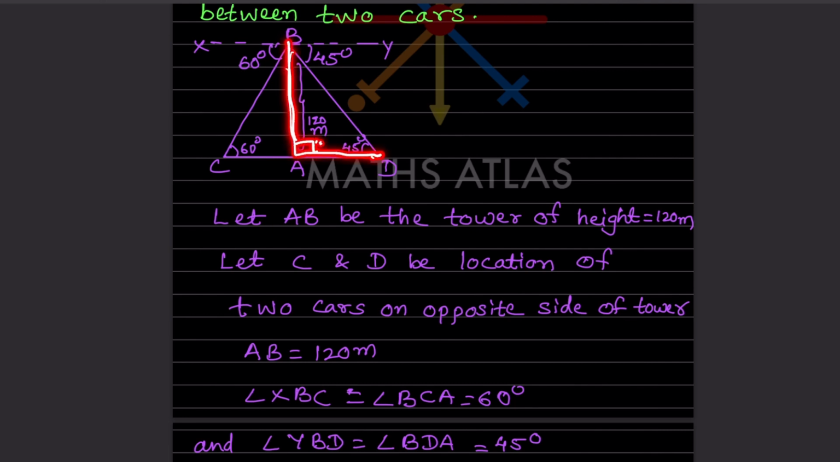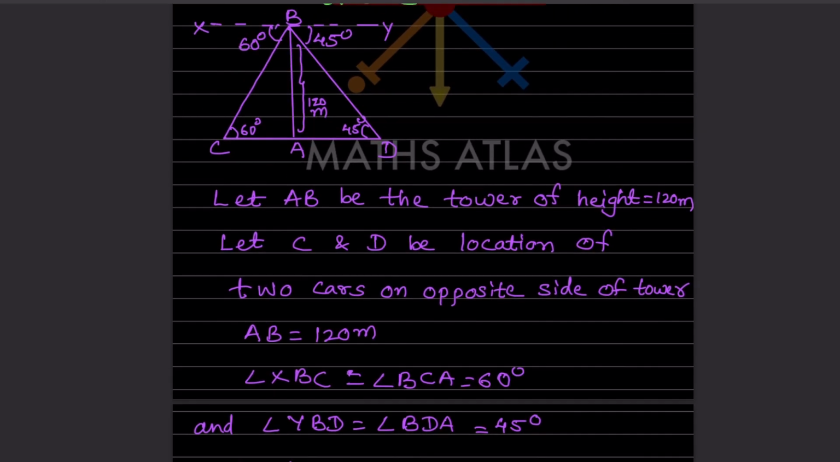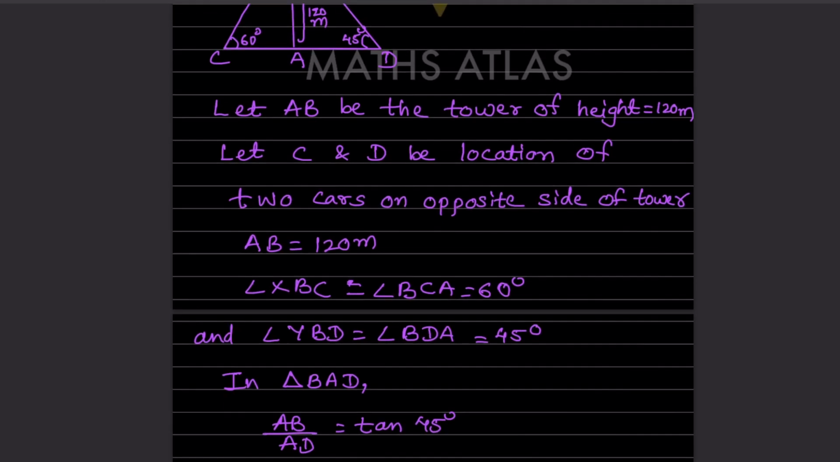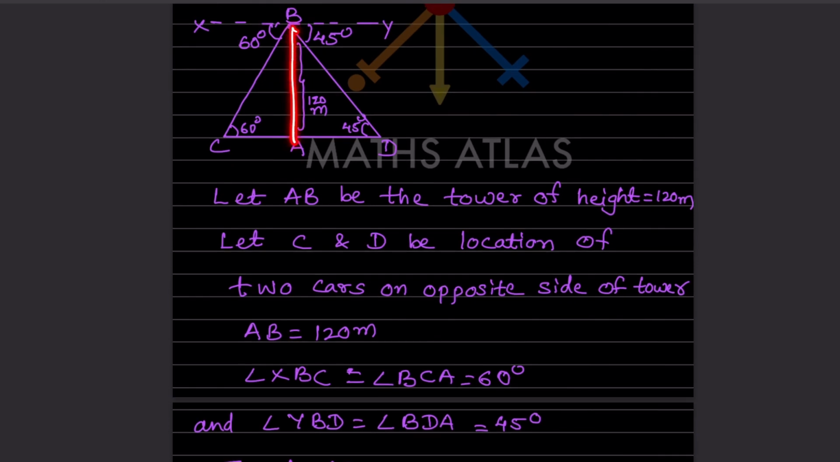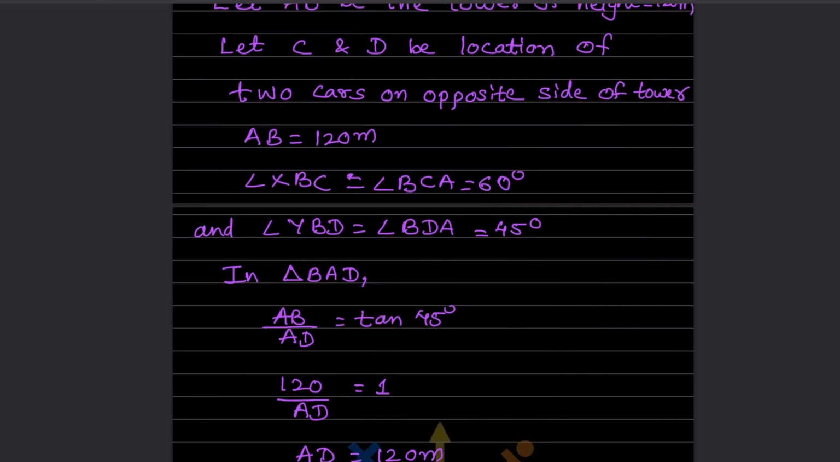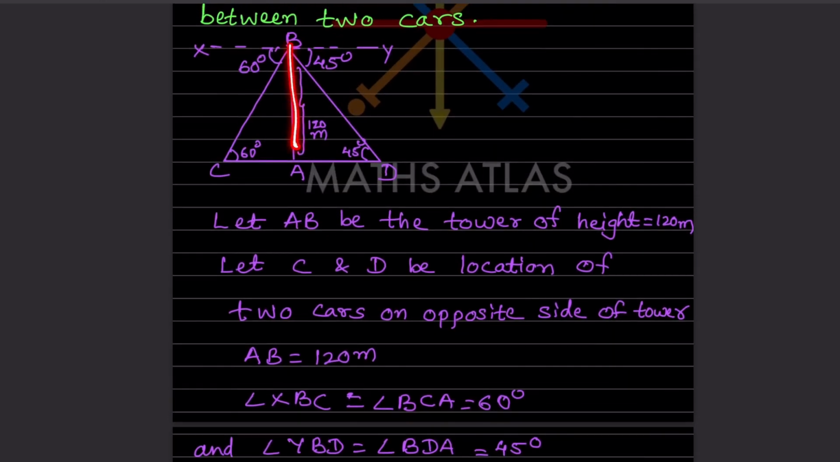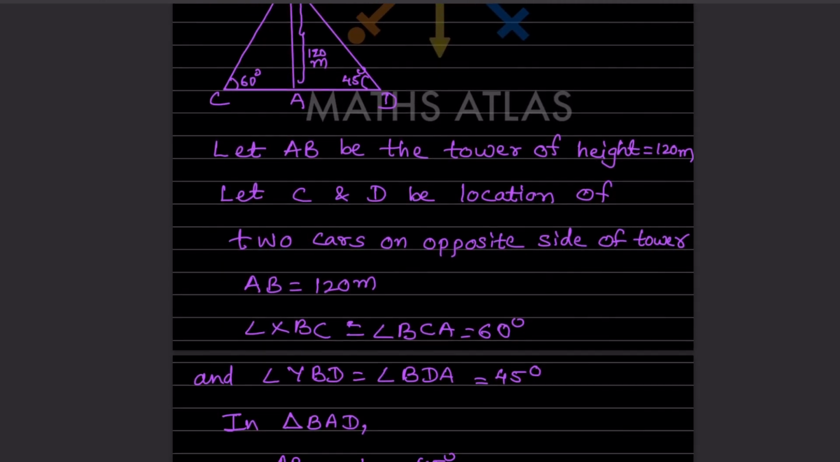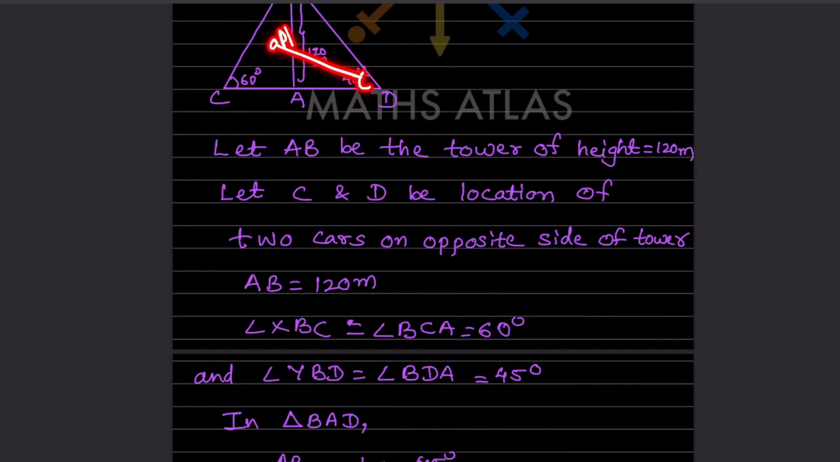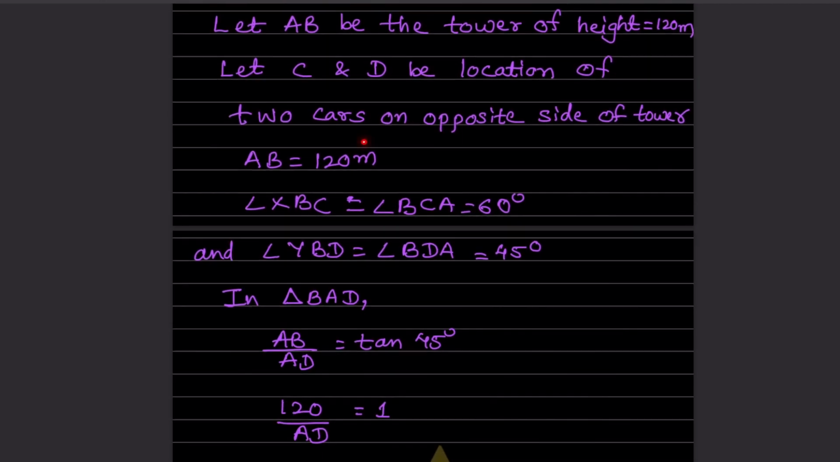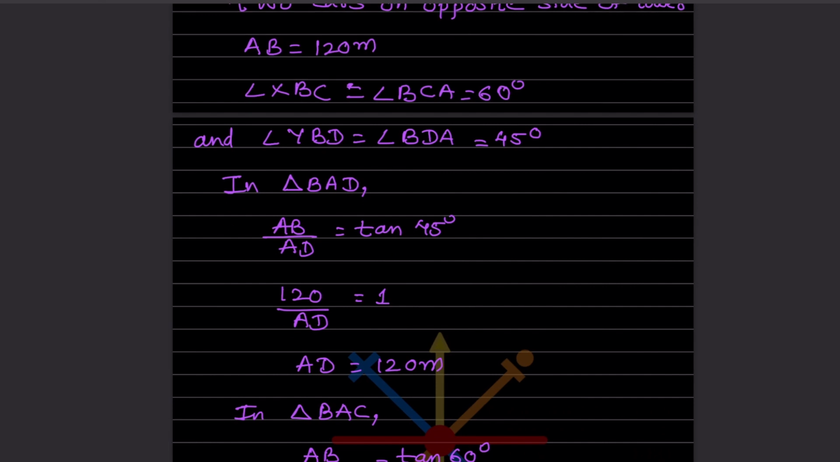So now what we can see here is AB by AD. This is tan 45, because this is the opposite side and this is the adjacent side. So we can write AB by AD is tan 45. We know AB is given as 120, so we write 120 divided by AD, and tan 45 is 1. When you cross multiply, you are going to get AD is 120 meter.